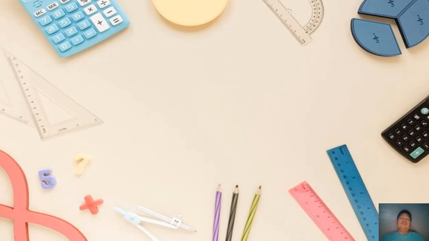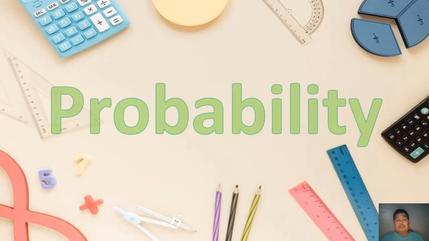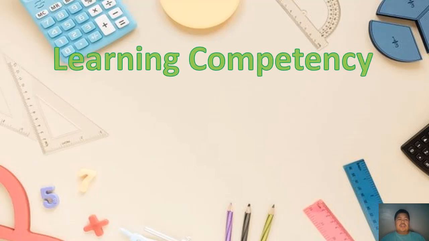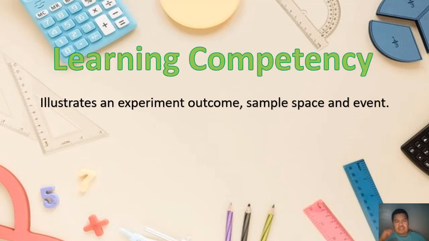Hello dear students. For today's topic, for our last topic in our fourth quarter, we have the probability. First thing, what is probability? So before we identify or determine probability, let's have our learning competency. So our learning competency here is to illustrate an experiment, outcome, sample space, and the event.